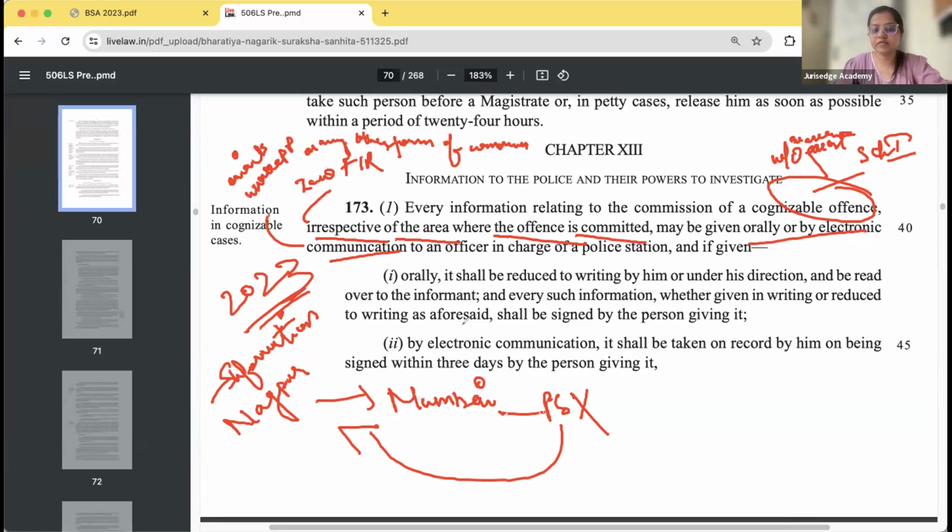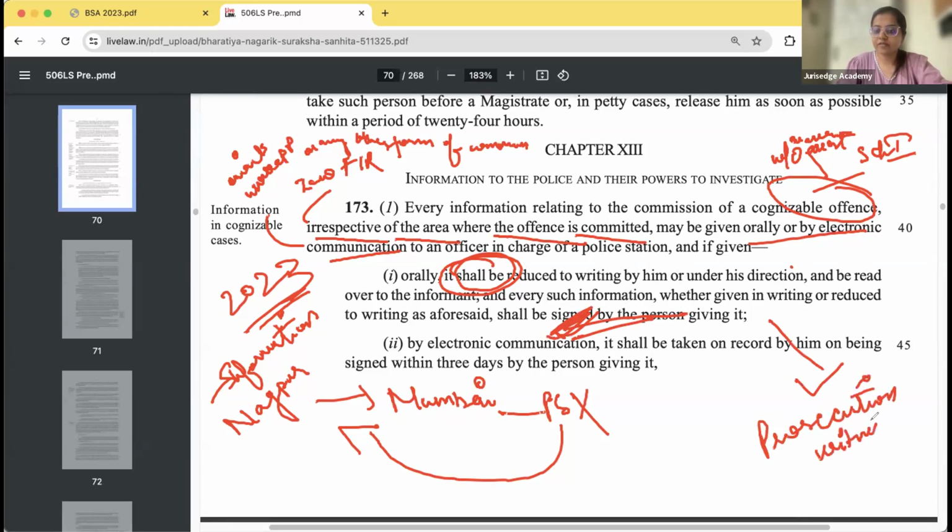If the information is given orally, it shall be reduced into writing. The police officer is bound to reduce the information, if it is given orally, in writing or under his direction, and be read over to the informant, and every such information, whether given in writing or reduced to writing, shall be signed by the person giving it. Why signed? Because then only he can be called as a prosecution witness in the court.